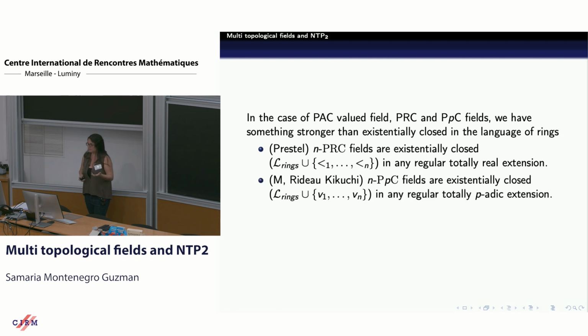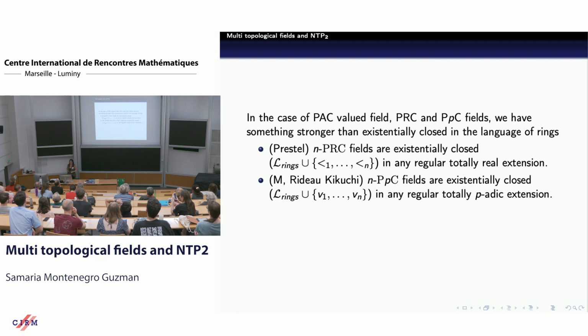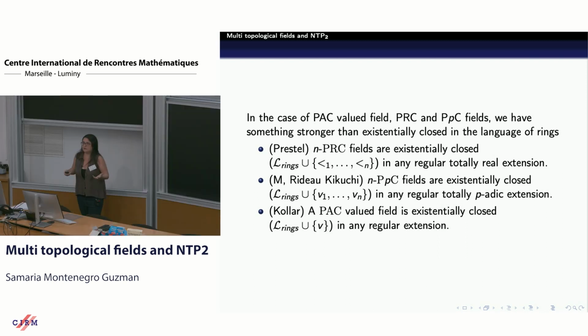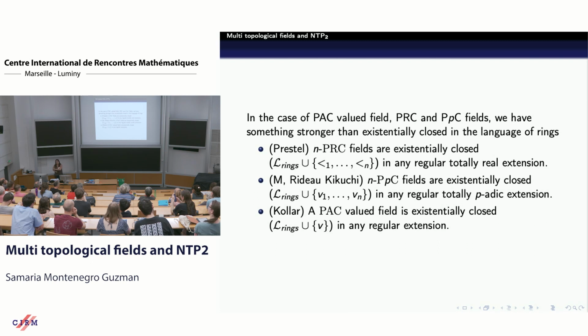Okay, that was shown by Prestel. Also for the case of PPC, it's the same. You are existentially closed. This is kind of an abuse of notation, but in the language that you need to have quantifier elimination with the periodic valuation, you are existentially closed in that language too. And for PAC valued fields, it was shown by Kollár that in fact you are also existentially closed in the language with the valuation. If you are just a pseudo-algebraically closed field with one valuation, it's fine. So there are three examples that show that, at least in these cases, you have a stronger property.